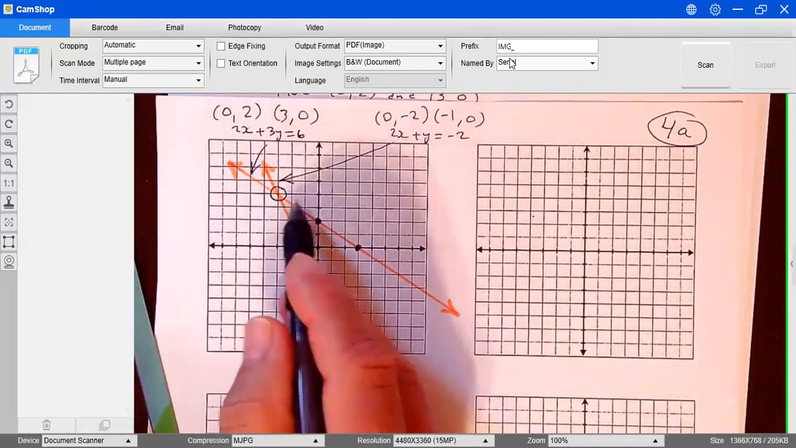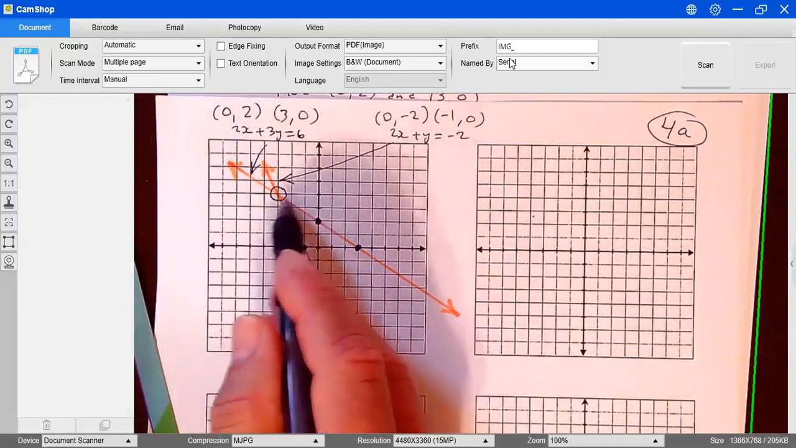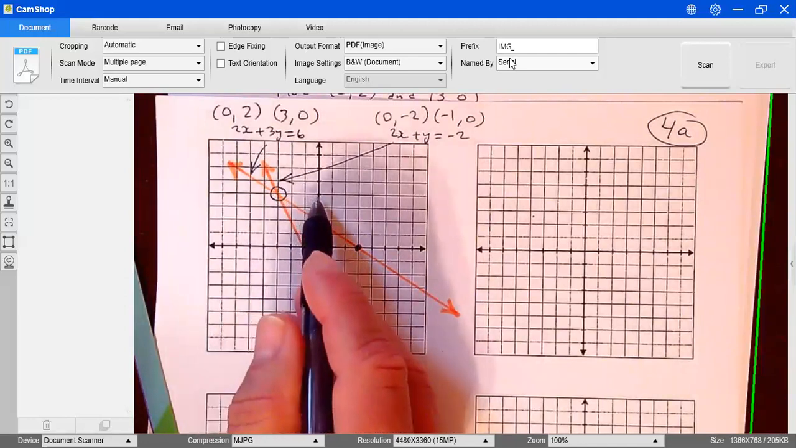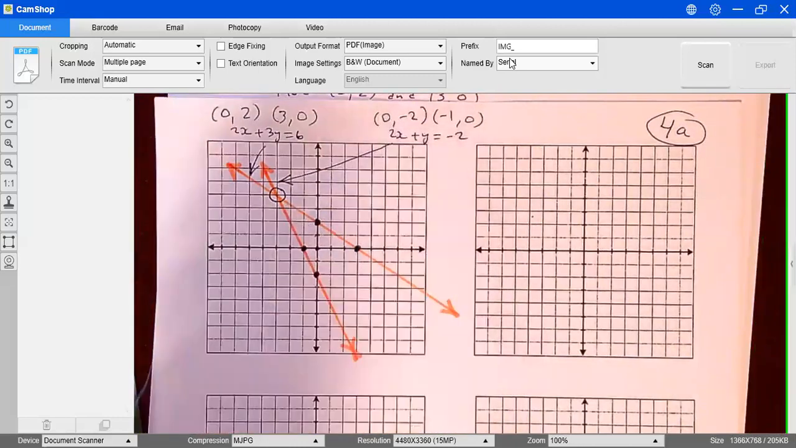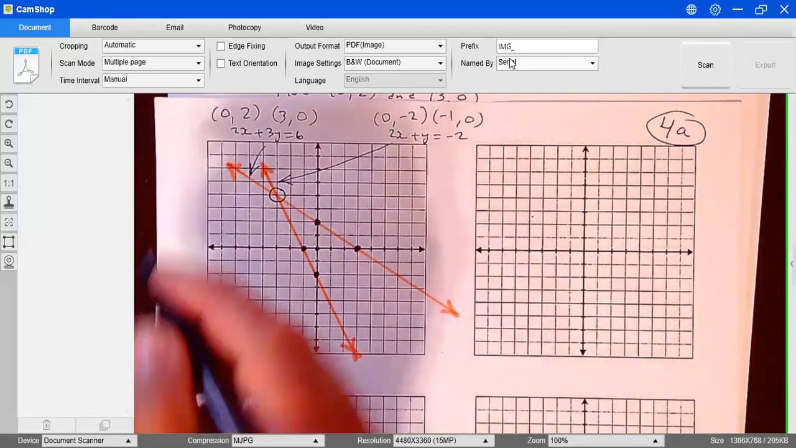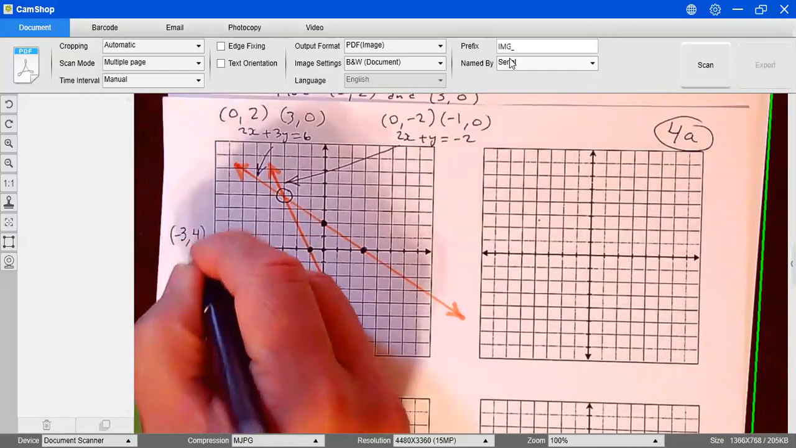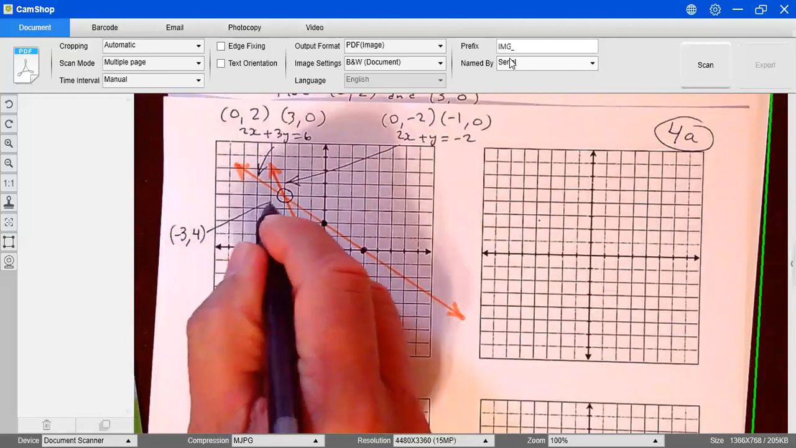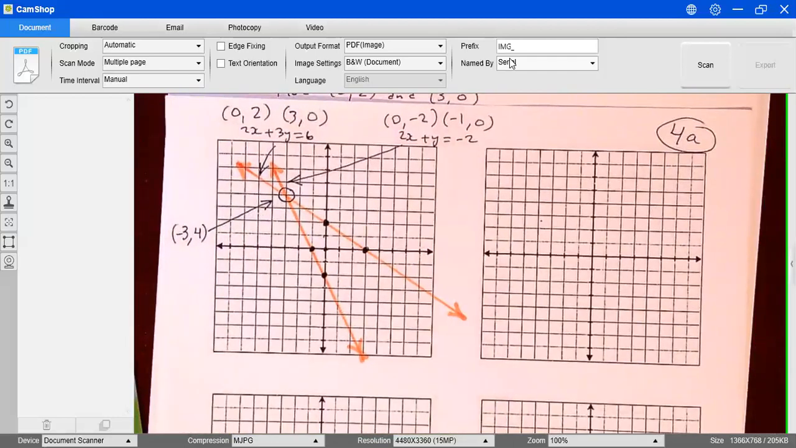So it's going to be 1, 2, 3. It's 3 units on the left of the y-axis, and is 1, 2, 3, 4 units up from the x-axis. So it's going to be -3, 4. The coordinates of this point, -3, 4. Those are the coordinates of the intersection point.